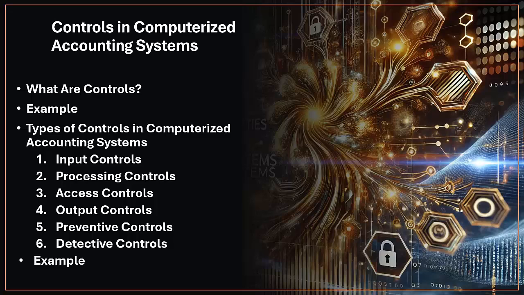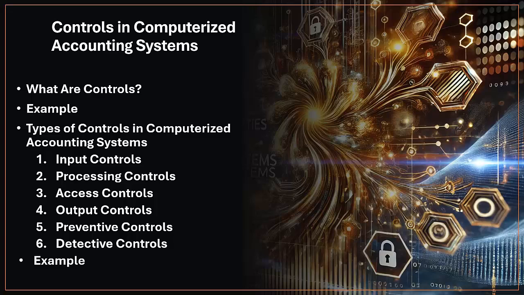Types of controls in computerized accounting systems. 1. Input controls. Input controls ensure that the information being entered into the system is correct and in the proper format. They are designed to minimize human errors during data entry. Examples: mandatory fields. Certain fields, such as the transaction date or invoice number, cannot be left blank. This prevents incomplete records. Validation rules.